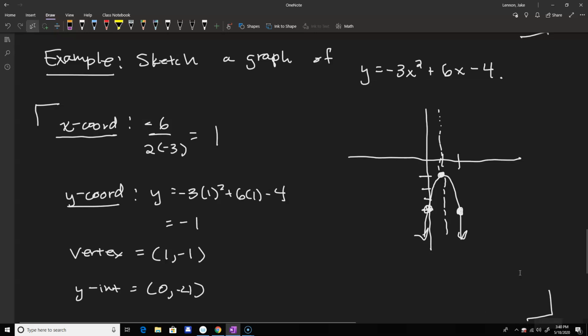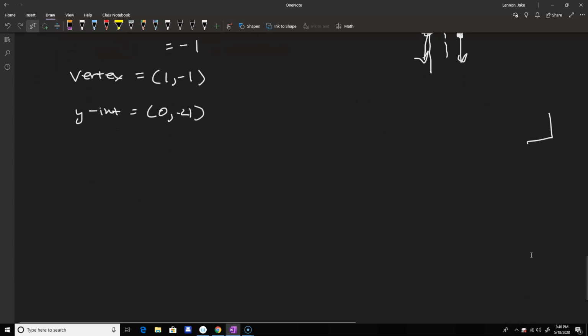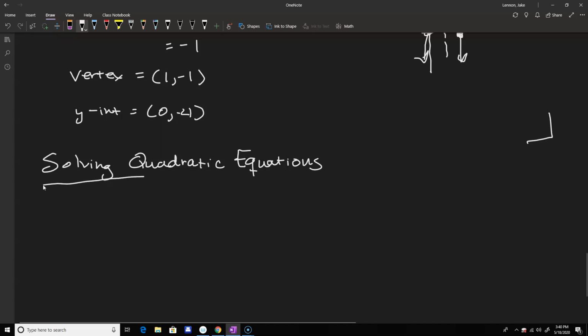Okay, so now let's look at solving quadratic equations. There's going to be 3 different techniques that we look at. We can graph these things, now let's see about solving them. So the three techniques are the square root principle, factoring, and the quadratic formula. Let's break those down one by one.